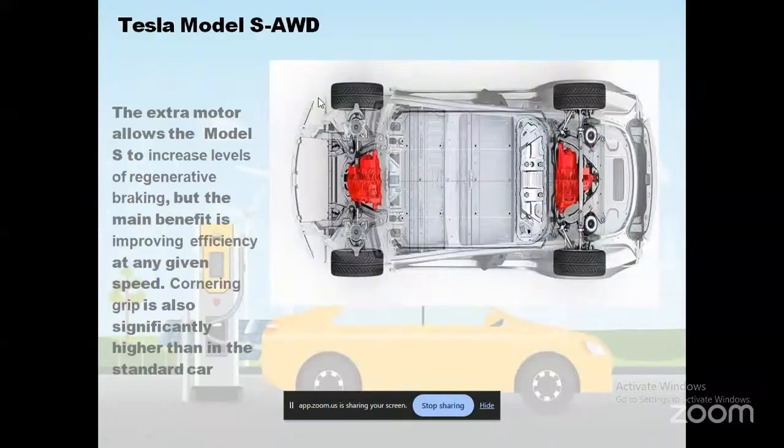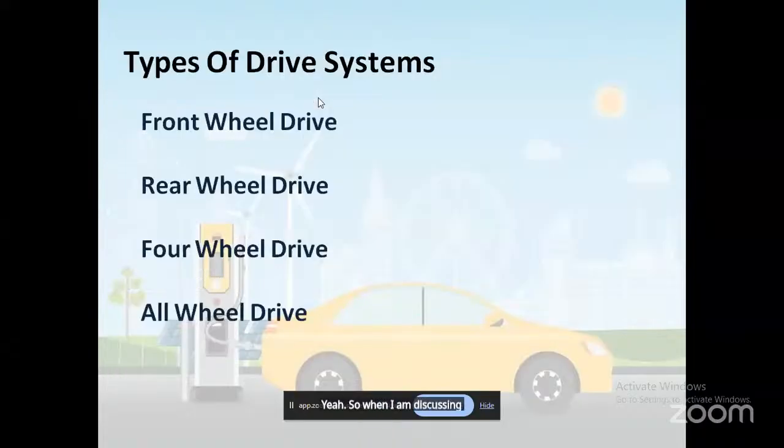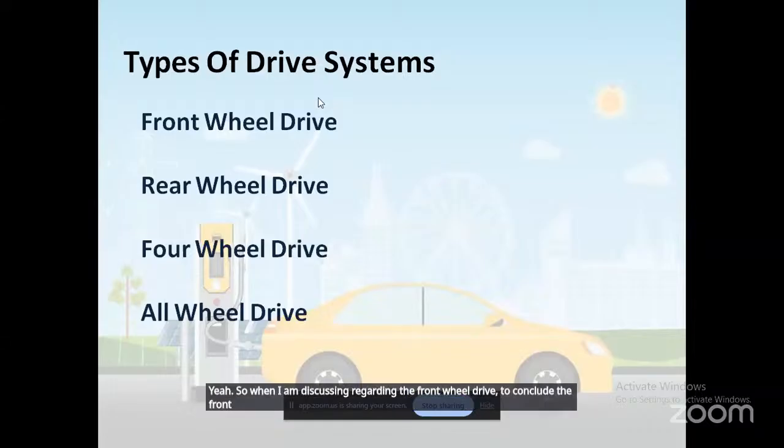To conclude the front wheel drive, I can say that in the case of the front wheel drive, the power is given towards the front wheels, and the vehicle is pulled by the front wheels.